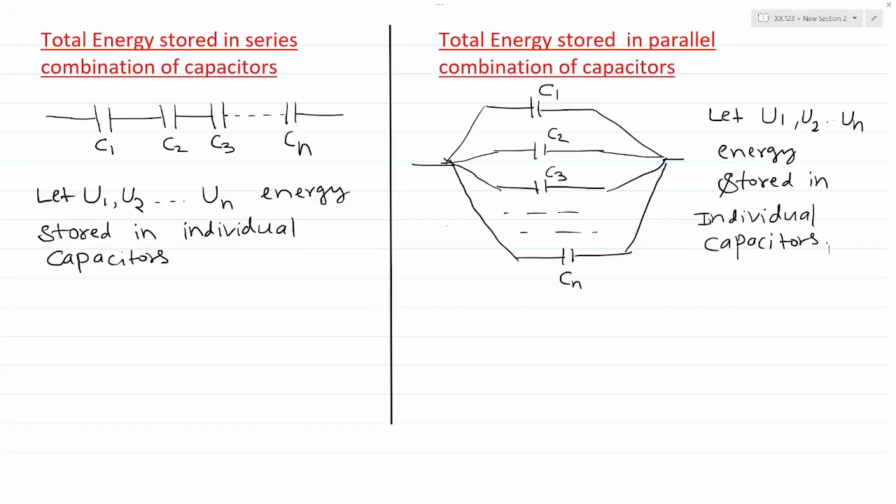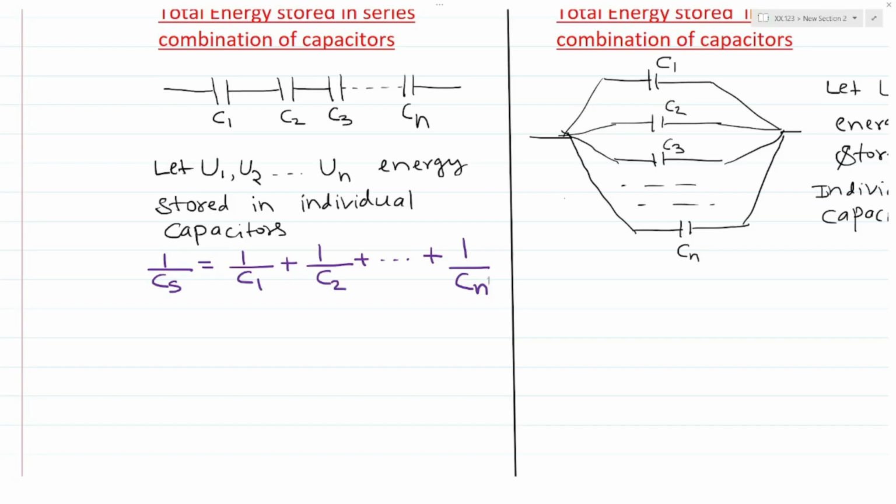Now let us consider series and parallel combination of capacitors. So we need to find total energy stored in series combination of capacitors as well as total energy stored in parallel combination of capacitors. For that, let us consider U1, U2, U3 and so on, Un, be the energy stored in individual capacitors. Let Cs be the equivalent capacitance of series combination. So 1 upon Cs equals 1 upon C1 plus 1 upon C2 and so on plus 1 upon Cn.